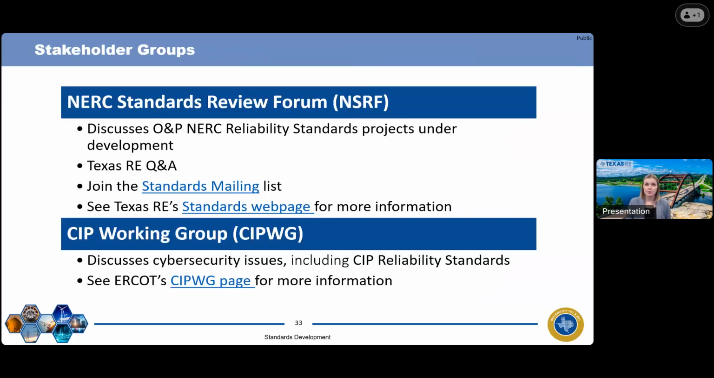We do have two stakeholder groups in this region. The NERC Standards Review Forum, or NSRF, discusses NERC reliability standards projects under development. There's a Texas Q&A section of that. You can join the mailing list or see our webpage for more information. And then there's also a SIP working group. This discusses cybersecurity issues, including CIP reliability standards. And you can visit the ERCOT CIP webpage for more information on that. These are both really good to just stay up to date on what's going on, as well as maybe meet fellow industry participants.